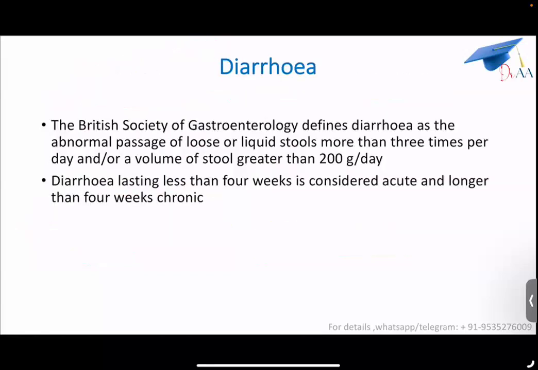Coming up to diarrhea. What's the definition of diarrhea? If you're opening your bowels more than 3 times in a day, or the quantity of the motion you have passed is more than 200 grams per day, then we call it diarrhea. This patient is having diarrhea. If this diarrhea is lasting less than 4 weeks, then it is acute. More than 4 weeks, then we call it chronic diarrhea.